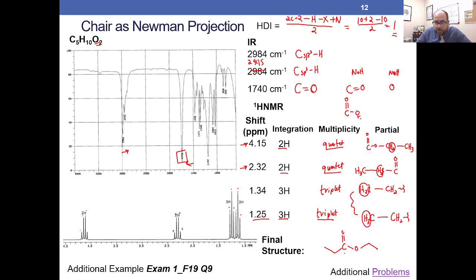One thing that we want to do whenever we draw a final structure is make sure it matches our molecular formula. So I'm going to go ahead and draw in all of the hydrogens that exist at each of the carbon atoms, just to confirm that we have the correct number of hydrogens. If we add this all up together, we have 3 hydrogens plus 2 is 5, another 2 is 7, plus 3 is 10.